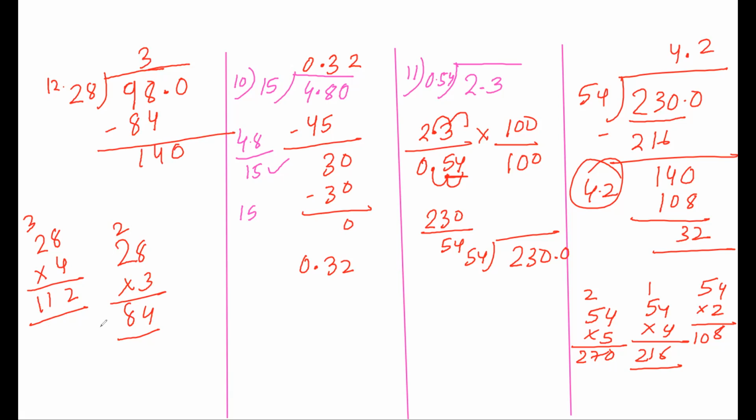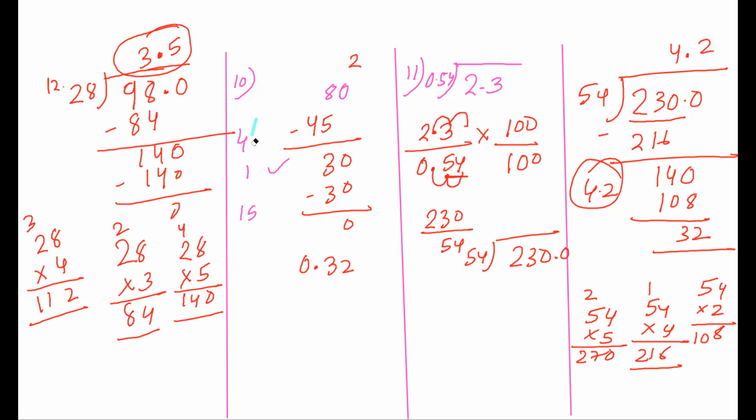Tell me, let us try with 5. I got exactly 140. The point here. And then we minus that equals 0. So we don't have any remainder. My answer is 3.5. Next, let's do the other question.